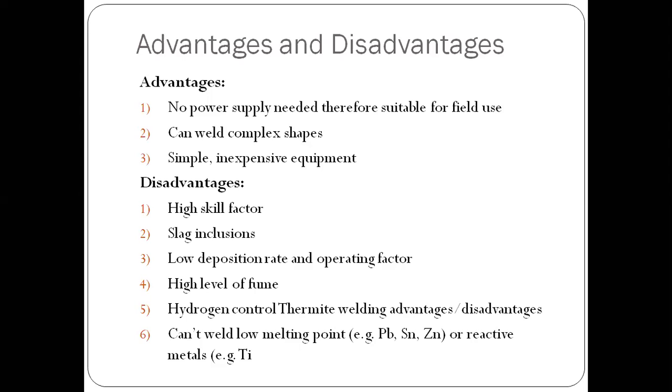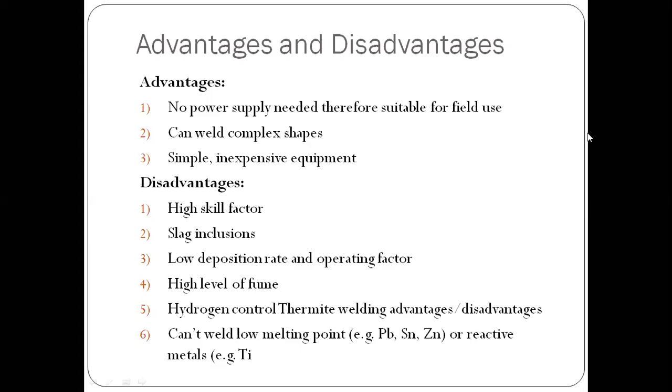Disadvantages. As I told you, it is not a very safe process, because it is a high energy process, an exothermic reaction takes place, and high heat is generated, so high skill is required, right? The people who are performing the thermit welding process need to have high skill. At times they require some kind of certification for thermit welding, without which they are not allowed to perform this welding. Slag inclusion.